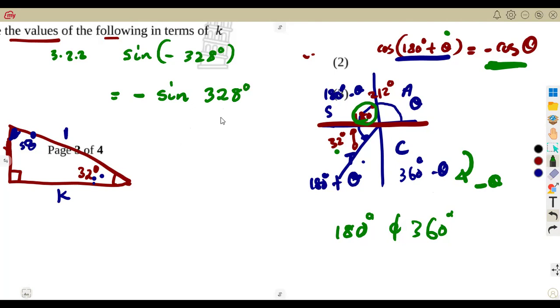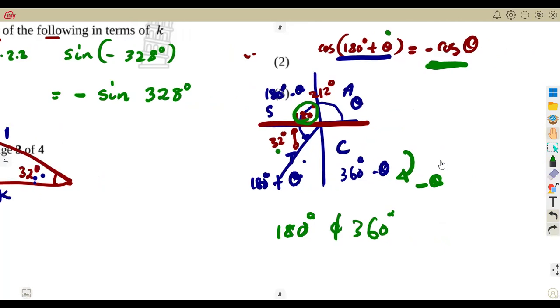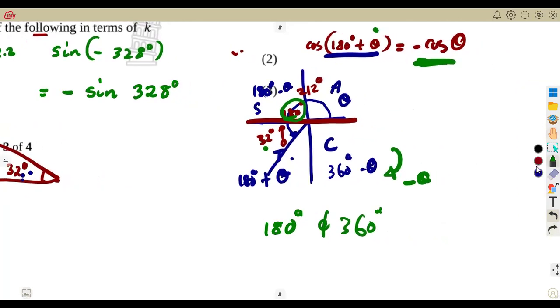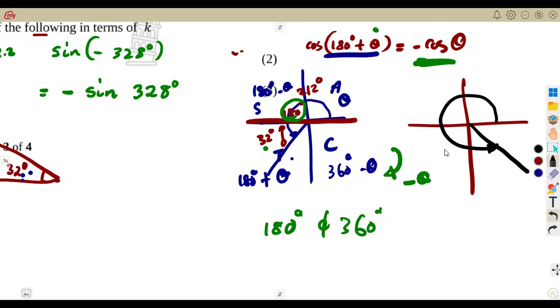328. So let's reduce this. 328. Which quadrant are we going to have 328? It is going to be the fourth quadrant. All right. So sorry for that. 328 is going to be in the fourth quadrant, somewhere like this. This is where we've got the angle of 328.